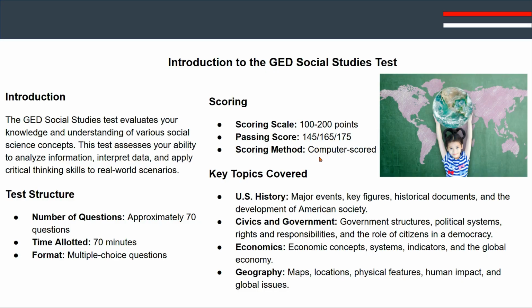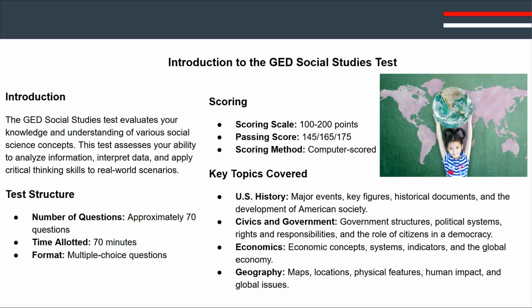Scoring method: it's computer scored, all scored in the computer. Now, key topics covered. There's US history: major events, key figures, historical documents, and the development of American society. Civics and government is the most sizable part, over 50% of the test. So you have to focus quite heavily on that bit when you're doing your test questions.